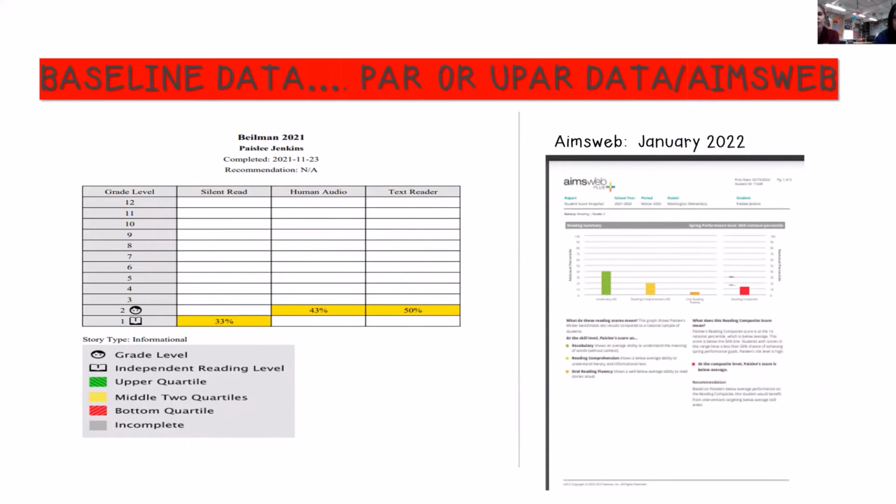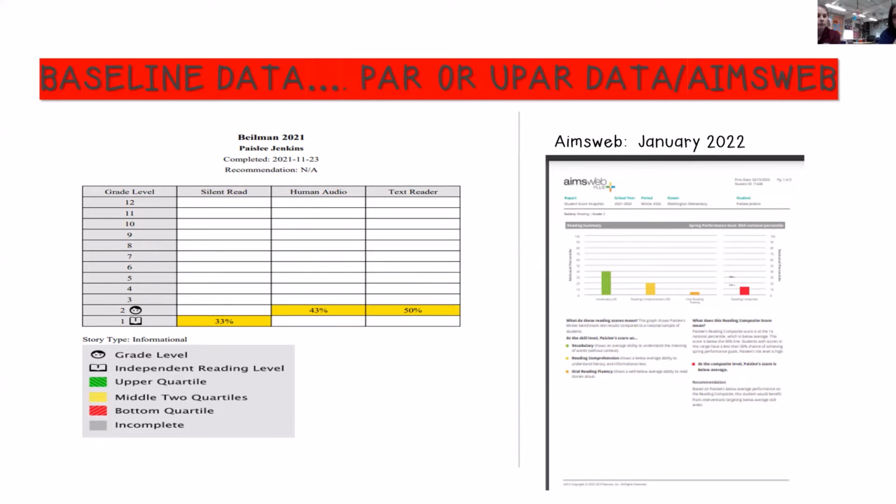So then Andrea came over and completed the PAR with Paisley along with Lucy. And you can see her scores here. I'll let you explain that. Okay, so when Paisley was given a passage of silent read, and she's in the 2nd grade, we bumped her back down to the 1st grade and she got 33%. And then with a human read aloud, she got a 43%, which is on grade level. And then when we did the text reader, she jumped up a little bit to 50%, which is what we like to see.